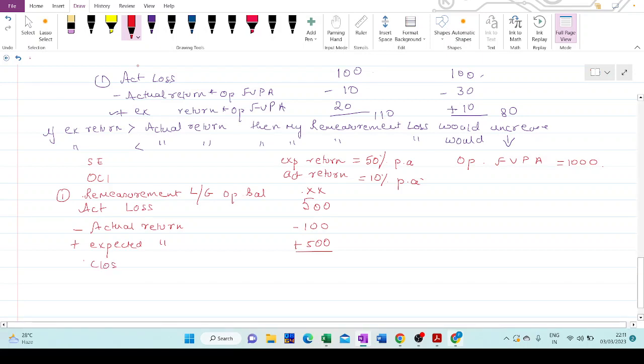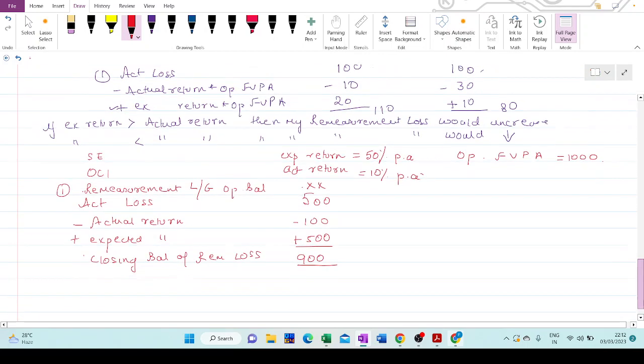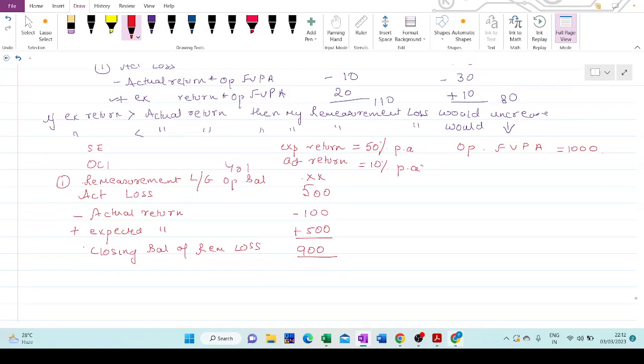So guys, my closing balance of remeasurement loss or gain is, remeasurement loss, I won't have gains here. Remeasurement loss is 500 plus 500 minus 100, right? So this would be my closing balance of remeasurement loss, right? Now let's see, this is year 1, right? Now let's look how next year's OCI would look, right? So year 2.